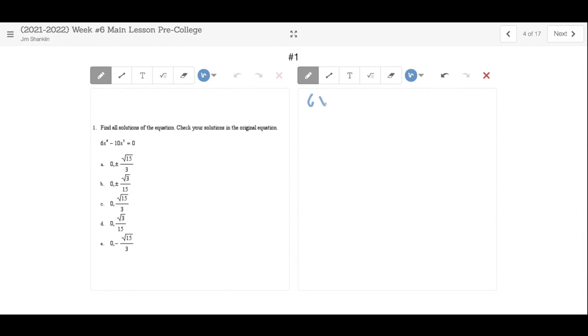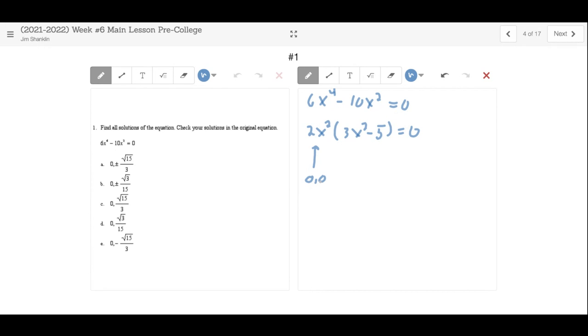Well, if I have 6x to the 4th minus 10x squared is equal to 0, I'm going to factor out a 2x squared. Okay, so factor out the greatest common factor. That leaves me 3x squared minus 5 is equal to 0. Well, I know one of the answers. Anytime you have something factored out that has a variable in it, 0 is a solution. Since it's x squared, 2 of my answers are 0.